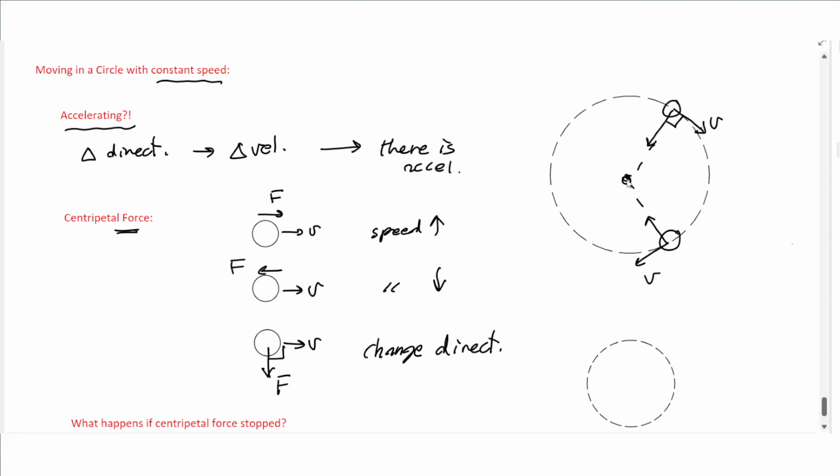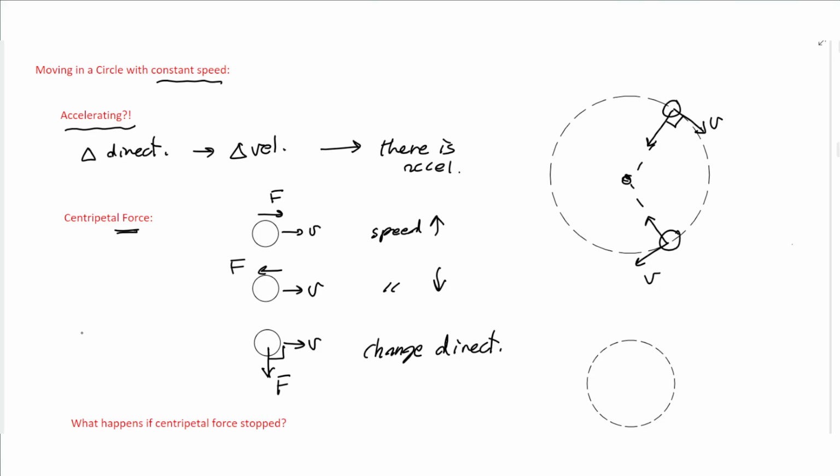So we call it a centripetal force. It is not a type of force. This centripetal force could be due to gravity. For example, in a planet orbiting around the sun, the force that is pointing towards the sun is the gravitational force between the planet and the sun. If it's an electron orbiting around the nucleus, it is the electric force, the attraction between negative and positive.